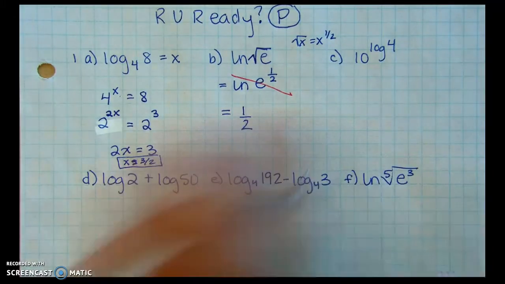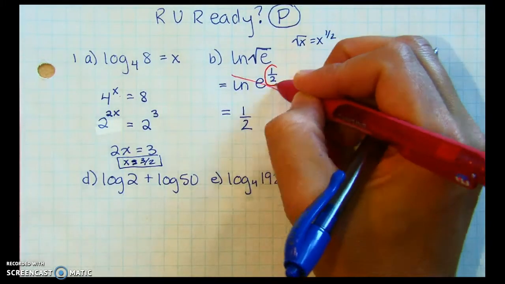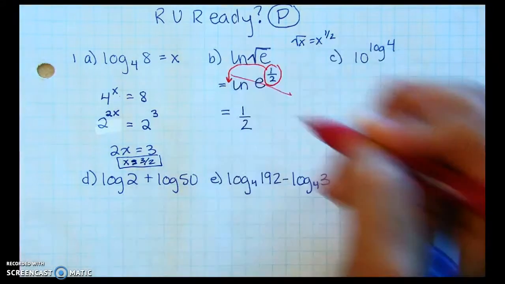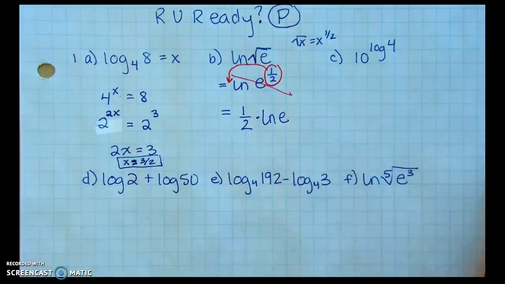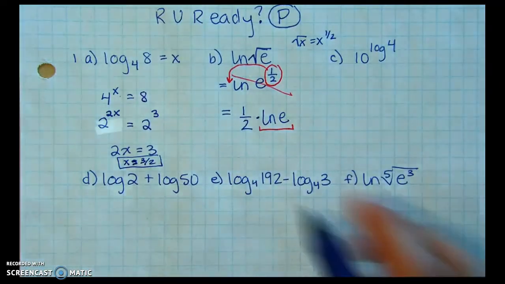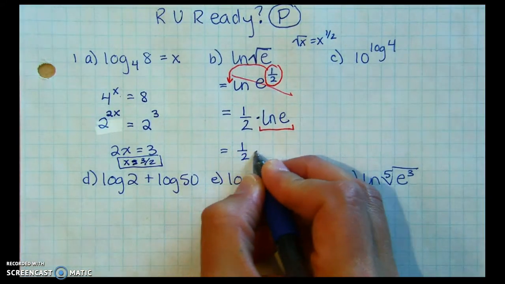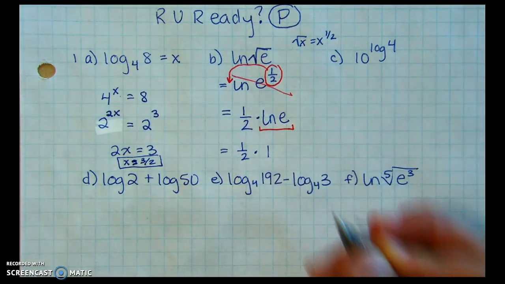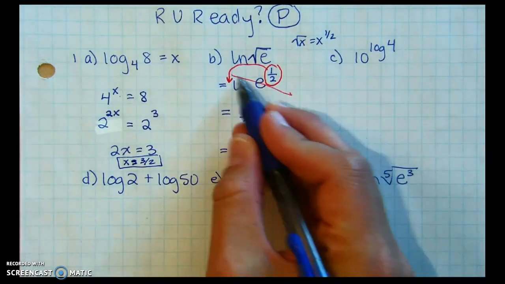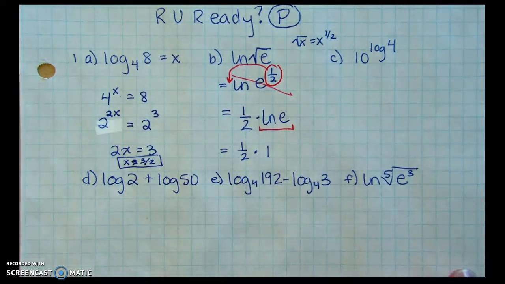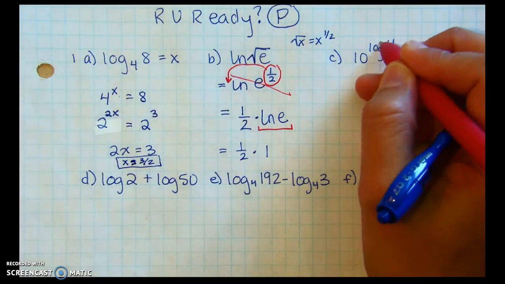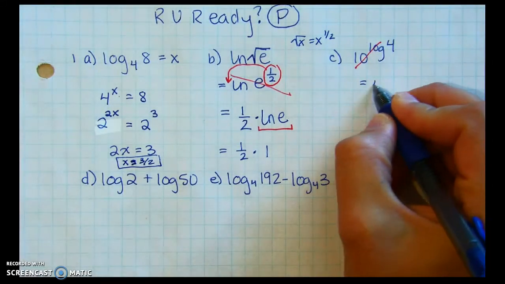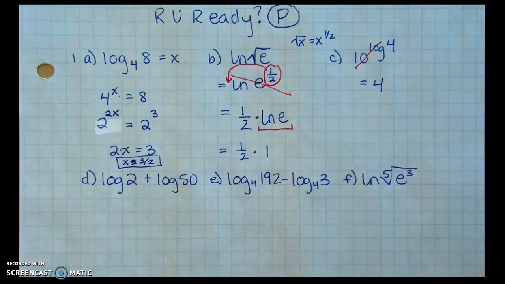Huh? Why? How? Well, the power rule says what? The power rule says that this 1/2 can go down in front. So you would have 1/2 times the ln of e, and the ln of e is equal to the number 1. So you have 1/2 times 1, okay? But I would never do all that work. I would just say, oh, ln is touching e, cross it off, and the answer is 1/2. The same thing goes with 10 and log. Are you ready for this? Guess what? If log is touching 10 and 10 is touching log, they cancel and you get the number 4. I mean, are we on a roll or what?